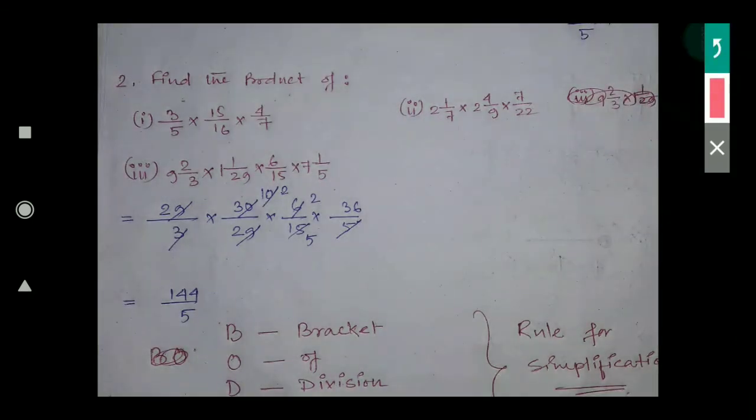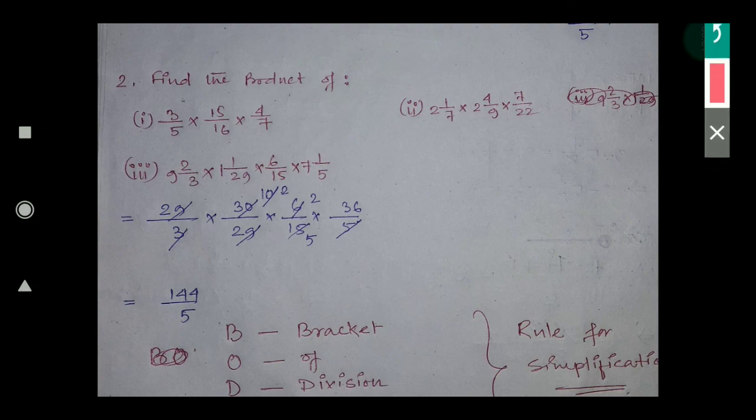So 9 2 by 3 into 1, all the mixed fractions are given, so you have to convert them into improper fractions. So 9 3s are 27, 27 plus 2 is 29, then 29 into 1 is 29 plus 1, 30, 15 6 by 15, and 5 7s are 35 plus 1 is 36. So if you do the cancellation, you will get 144 by 5.